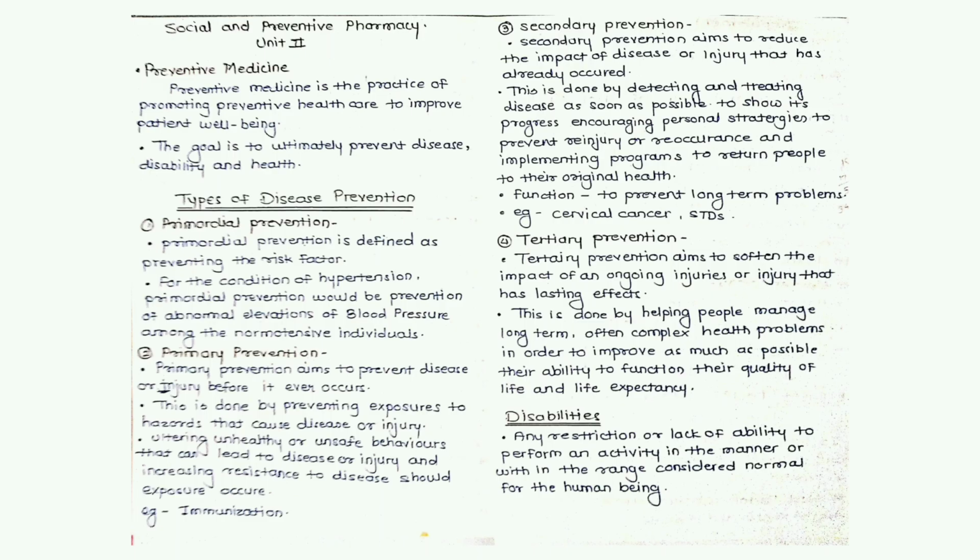We are studying unit number 2 of Social and Preventive Pharmacy. In this video, we will cover the general principle of prevention and cholera disease. First of all, we have to see what is meant by preventive medicine. Preventive medicine is a type of practice where the healthcare system is promoted and the health of the patient is also improved. The main goal is to prevent disease, disability and death.